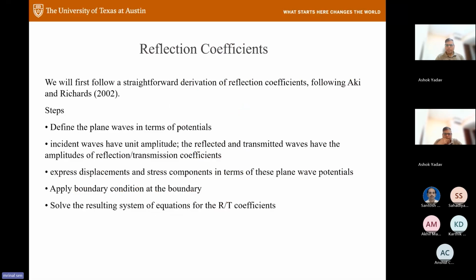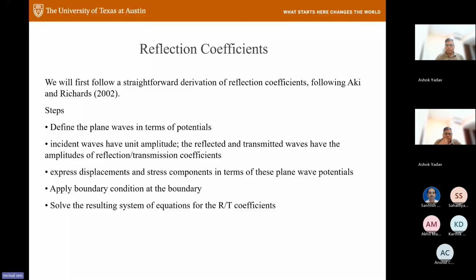So let's follow this procedure given in Aki and Richards' book. And he actually did it in terms of potentials. And when I talk about the Kennett method, there is one other way of deriving reflection coefficients, which I'll discuss next week. But this is the most popular way that people derive reflection coefficients. Even in Zoeppritz's original work, you'll find this.